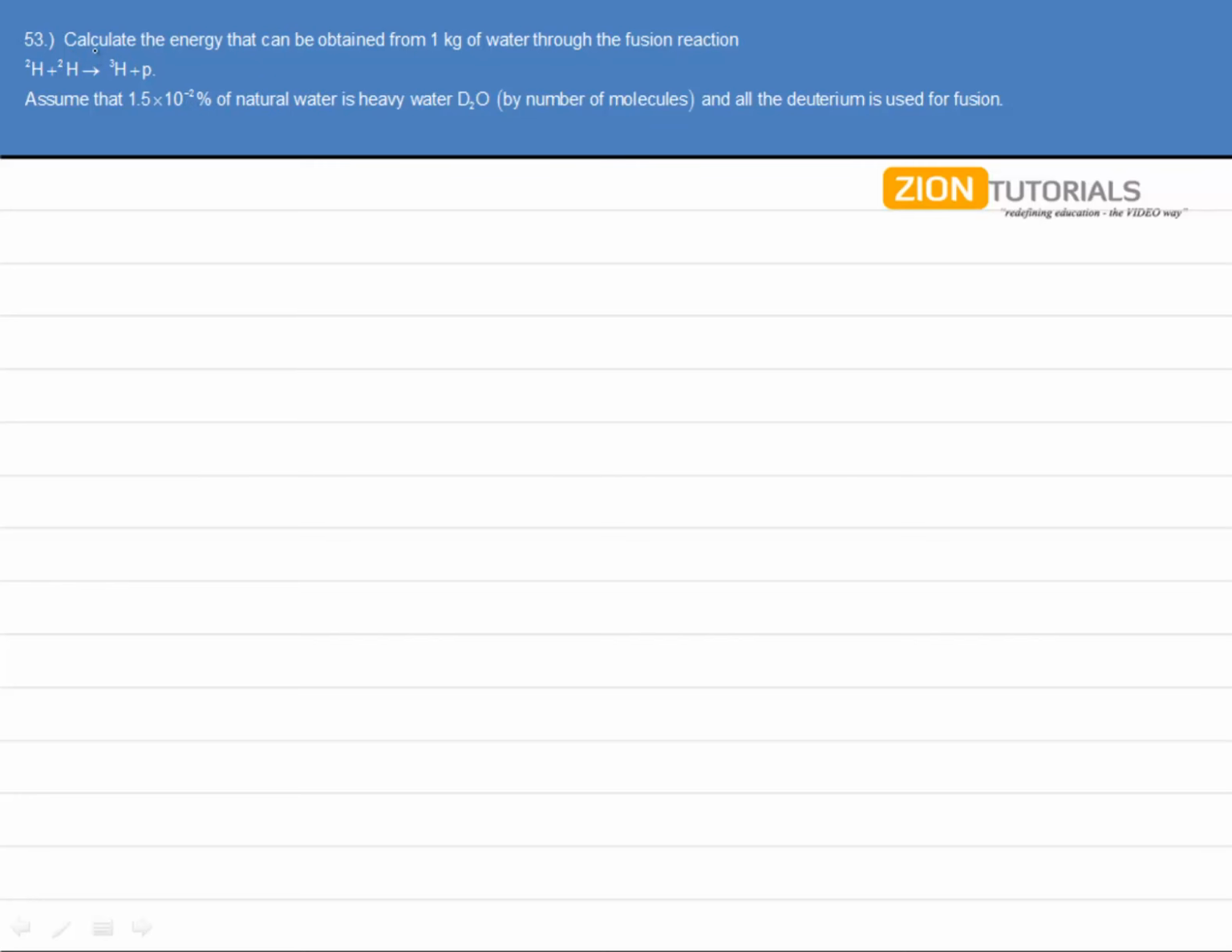As the question says, calculate the energy that can be obtained from 1 kg of water through the fusion reaction H12 plus H12 turns into H13 plus P. Assume that 1.5 × 10^-2 % of natural water is heavy water D2O by number of molecules, and all the deuterium is used for fusion.